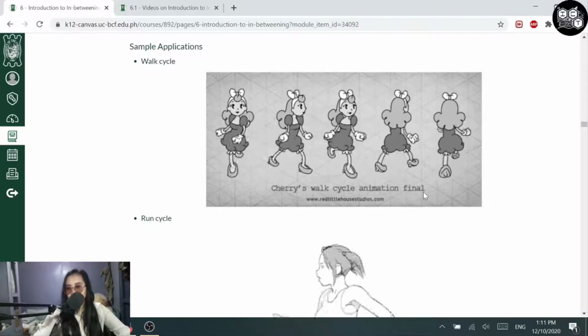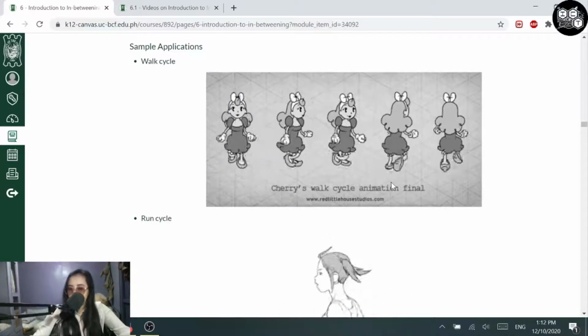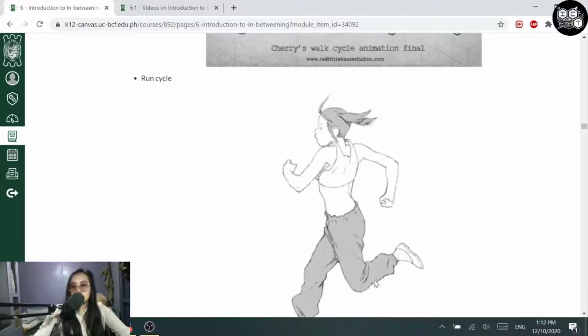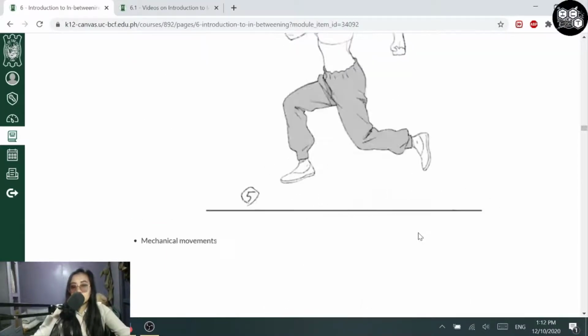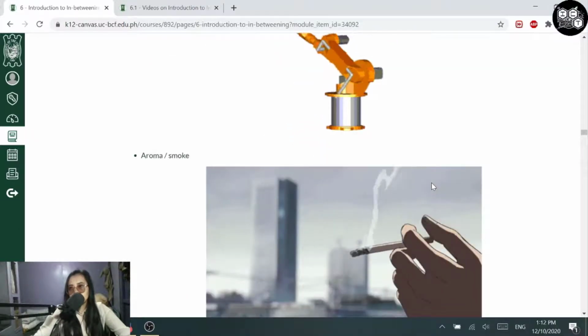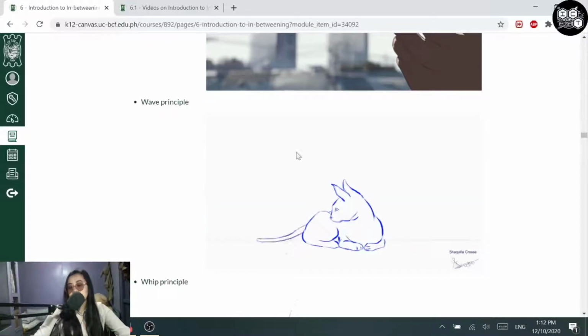You might see this, but how we walk is very different from person to person. So you'll be creating your own character, and then you'll be creating how that character walks. We also have here a run cycle, which is an iteration of the walk cycle. We have mechanical movements like robot arms, and other things. We have aroma and smoke, so this usually moves on at a more consistent speed. We have the wave principle, which is a specific type of concept in animation. And we also have here the whip principle, which is also usually in thirds.